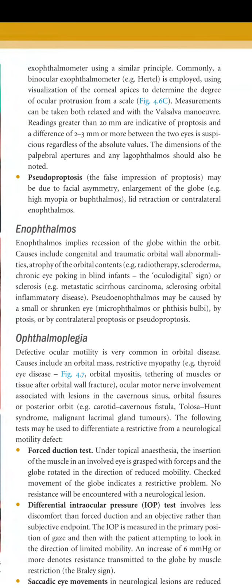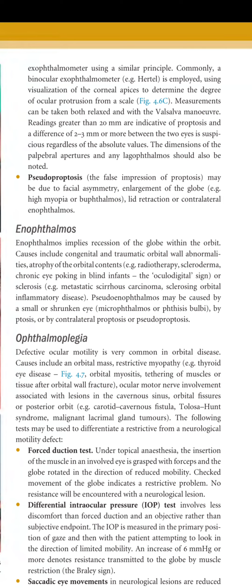And it is because there can be trauma to the orbital wall, like an orbital wall fracture. If there is some atrophy of the orbital content, for example in cases of radiotherapy, scleroderma, chronic eye poking in blind infants, the oculodigital sign, or sclerosis, for example metastasis, cirrhosis, carcinoma, sclerosing orbital inflammatory disease. Pseudoenophthalmos may be caused by a small or shrunken eye.